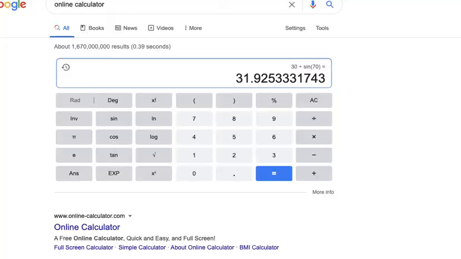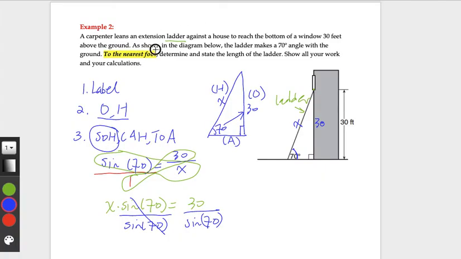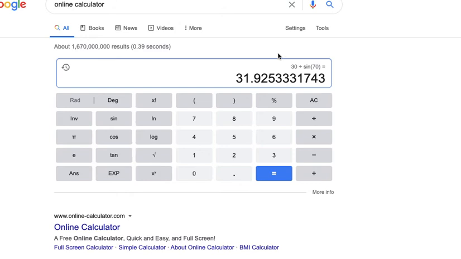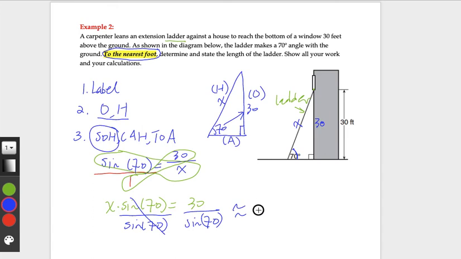If you go back here, let's double check. To the nearest foot means you didn't see the word tenth, hundredth, this kind of thing. So we're going to round it to the whole number. The whole number here is only 31, and the next digit is 9. That's totally going to round it up because it's greater than 5. So it's going to be 32. Okay, that's our final answer here.